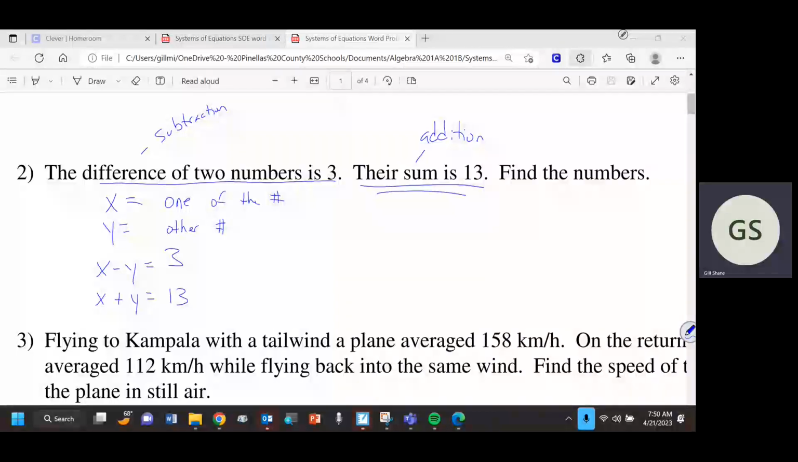Rule number 2. You underline it twice. Their sum has to be 13. So I just write that as an equation: one number plus the other number equals 13. Most people, I think, have already solved it because a lot of you solved it first. You should have gotten 8 and 5 for your answer.